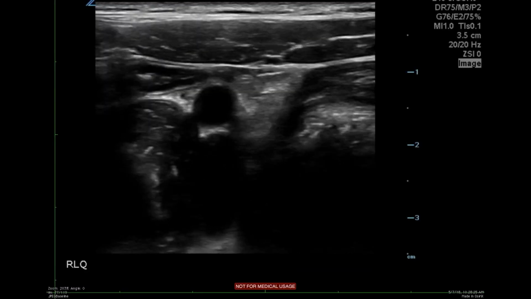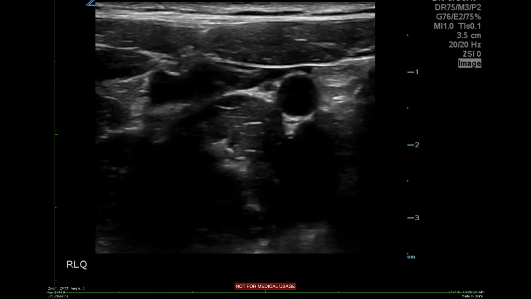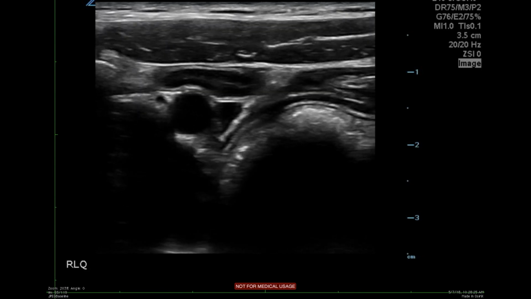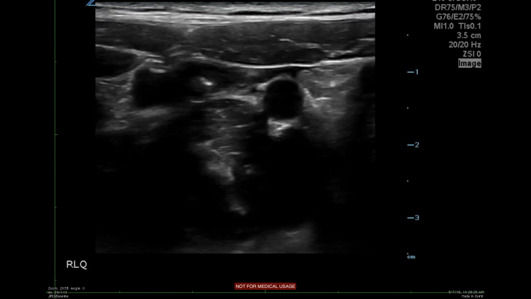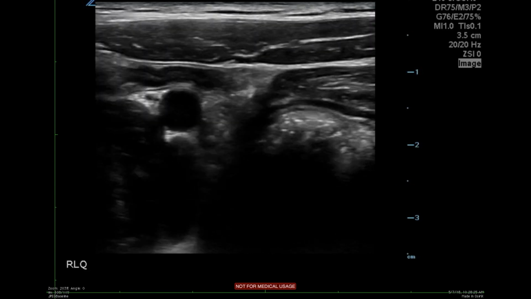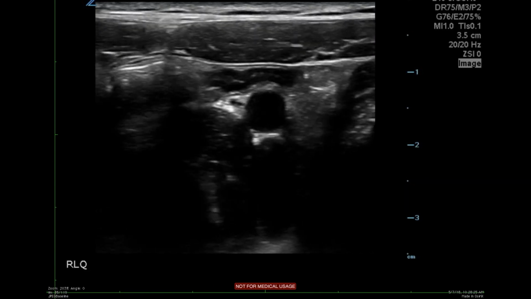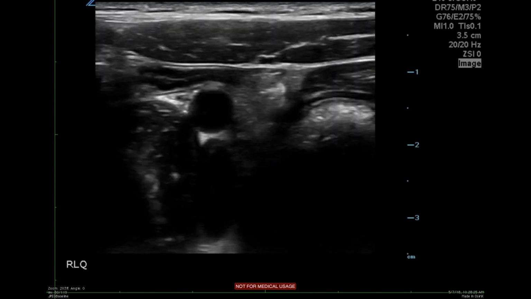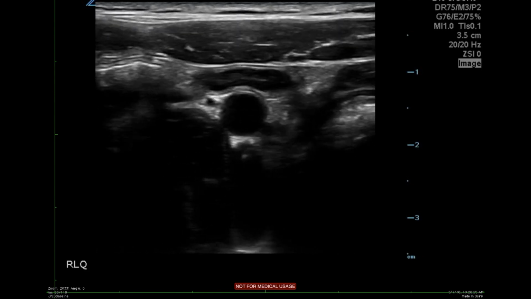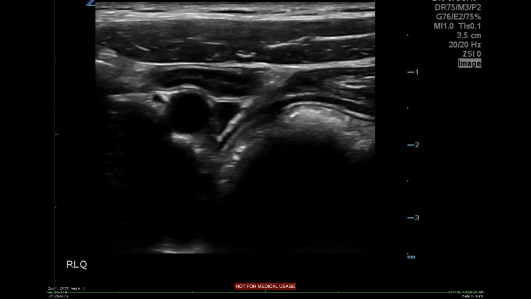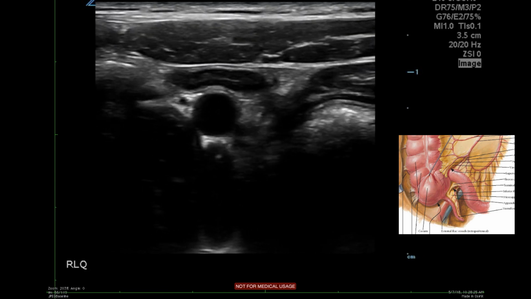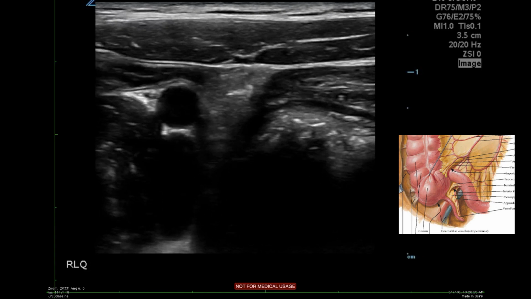In this clip, you see a circular anechoic area that, if we put color flow on this video, we would notice would have color within the area, which indicates that it is the iliac, either vessel or vein or artery. You can see a tubular structure crossing over the top of this artery, which is the similar orientation to what's shown in the illustration on the right.